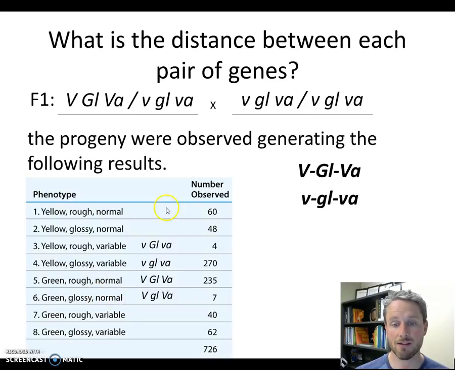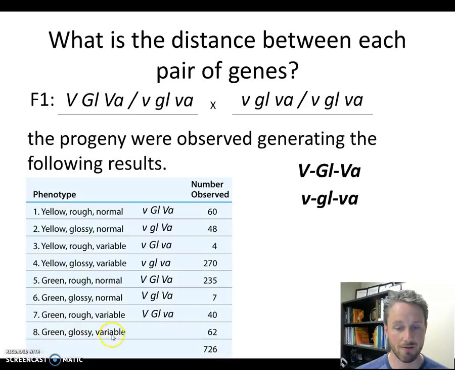So we just keep filling this in. Yellow, rough, normal, yellow, glossy, normal, well that's recessive, recessive, dominant. Yellow, rough, normal is recessive, dominant, dominant. Green, rough, variable is dominant, dominant, recessive.